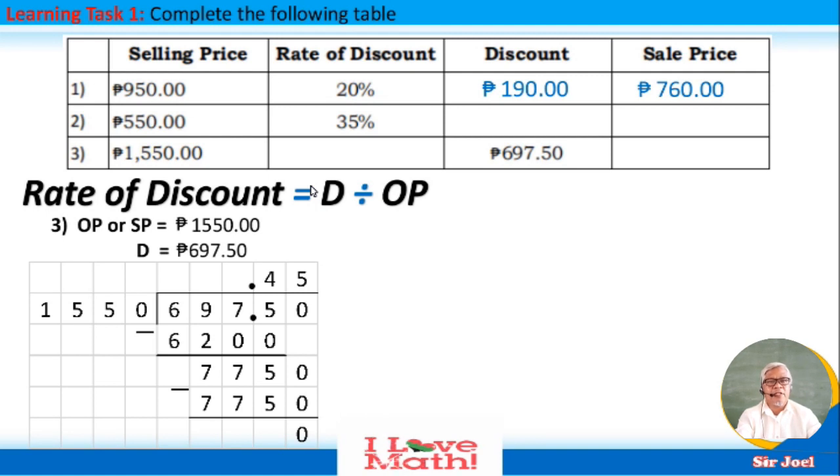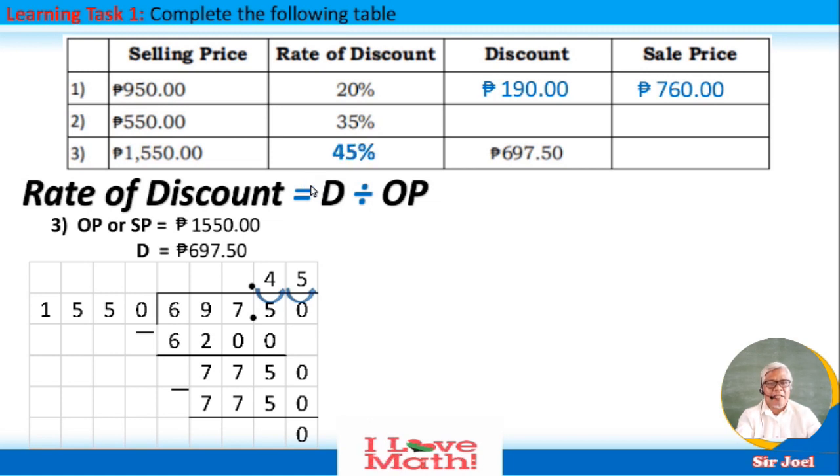It is now 7,750 divided by 1,550. And that is equivalent to 5. And 5 times 1,550 is equivalent to 7,750. And since the two are equal, their difference is 0. Now, if you look at your quotient, it is equivalent to 0.45. Since you are looking for the rate of discount or discount rate, yung decimal point, kailangan i-move 2 places to the right. And 0.45 now will become what? 45%.